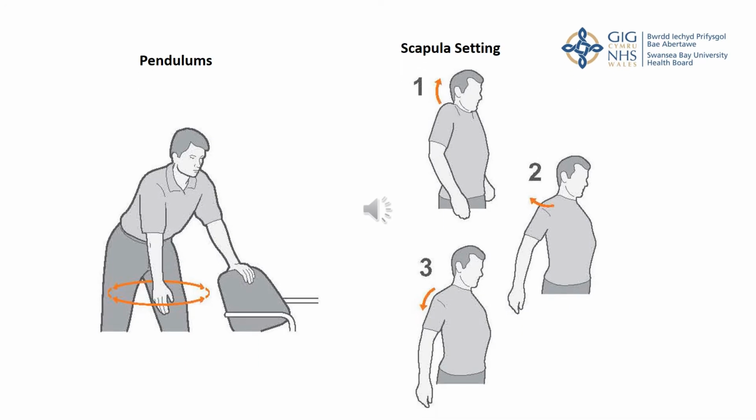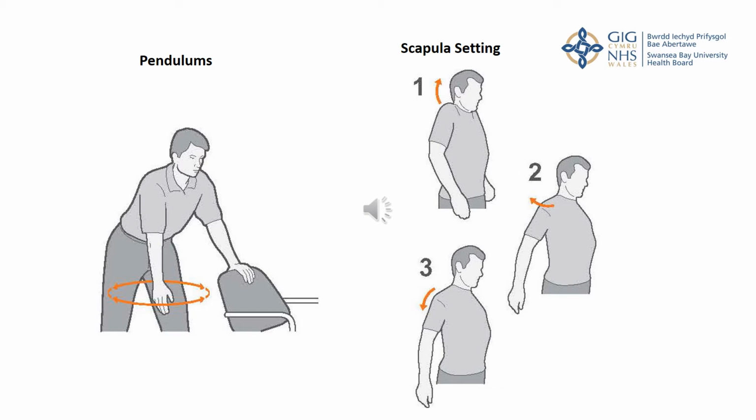The first two exercises for the acute and irritable shoulder are pendulums and scapular set-in. The pendulum exercise can be completed by leaning forward slightly, holding on for support with the opposite arm and letting the painful shoulder relax. Very gently start to move the arm forwards, backwards, side to side and in small circles.